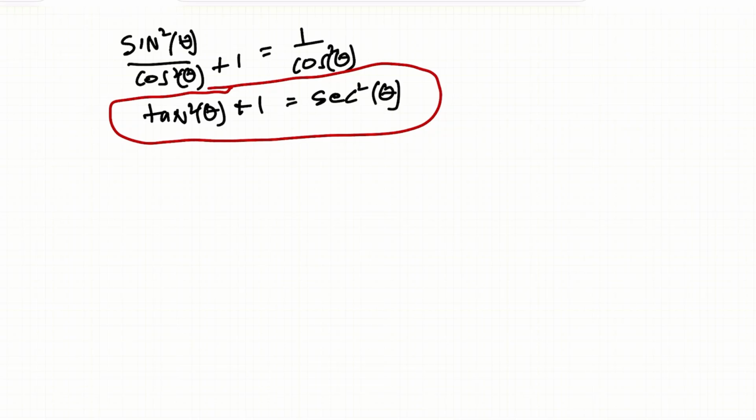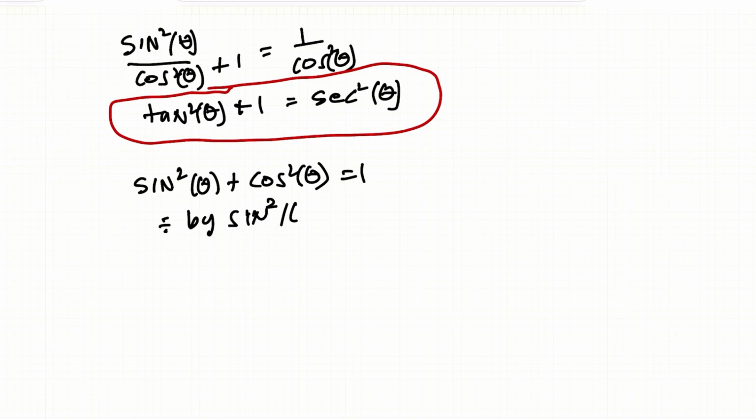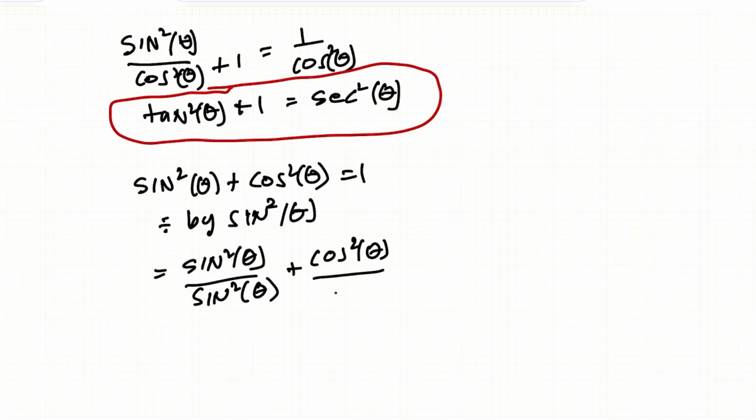Now we can continue to develop the third one, and now we divide each side of the equation. This top equation up here, sine squared theta plus cosine squared theta is equal to 1. Let's divide both of them by sine squared theta. So that's going to be equal to sine squared theta divided by sine squared theta plus cosine squared theta divided by sine squared theta is equal to 1 over sine squared theta.